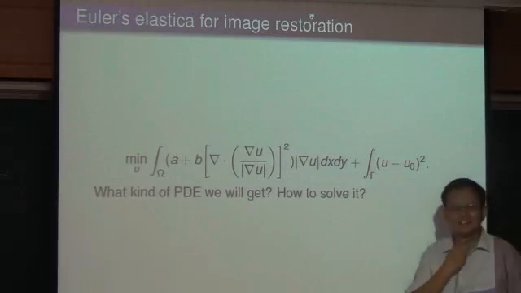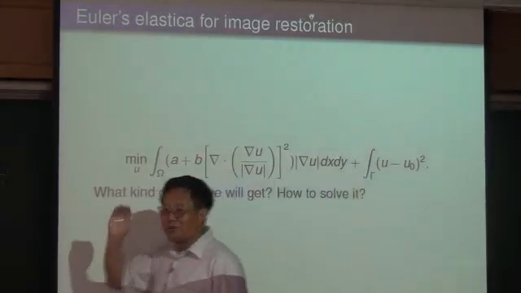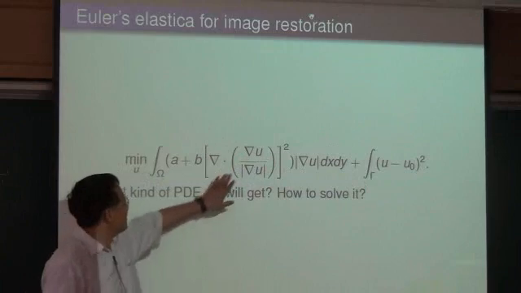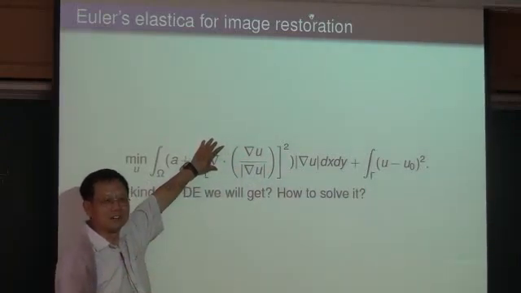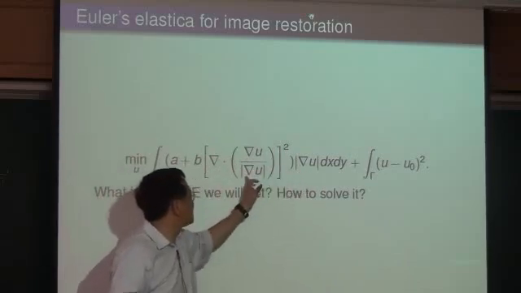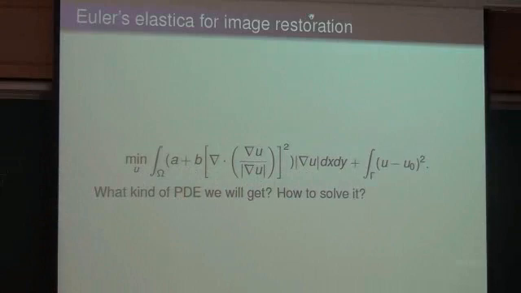Can we get any hint of what kind of PDE we will get? You see, you minimize this one. It's not solving this one. So you do minimize, which means that you need a variation. You need to do variation on this term. You see, even this is a product. So can you give any hint of what kind of PDE we should get?